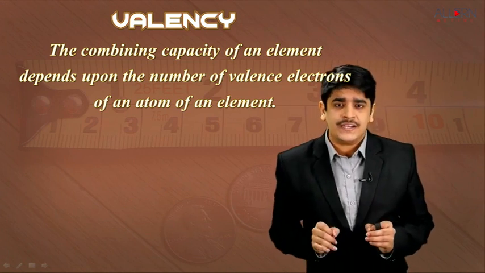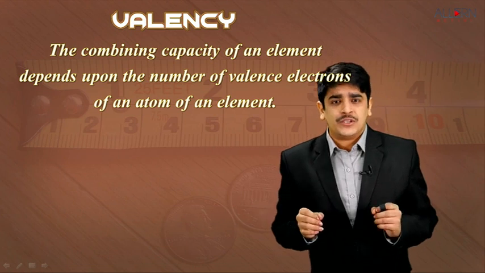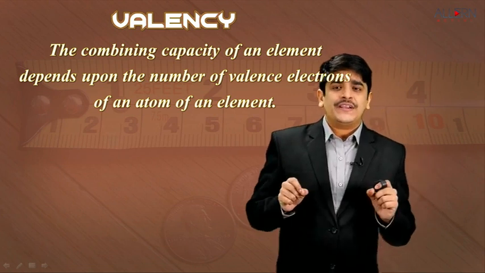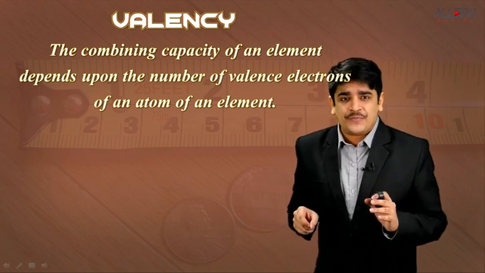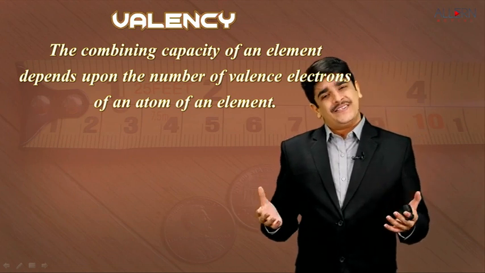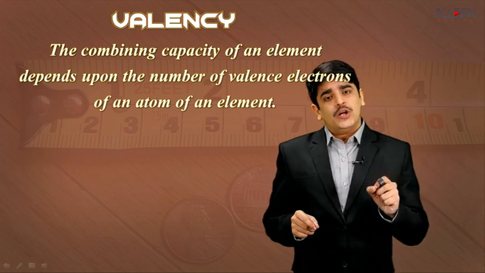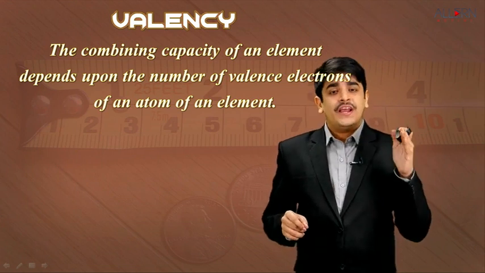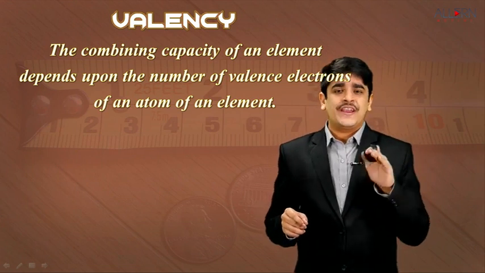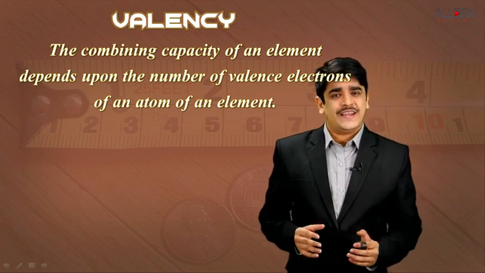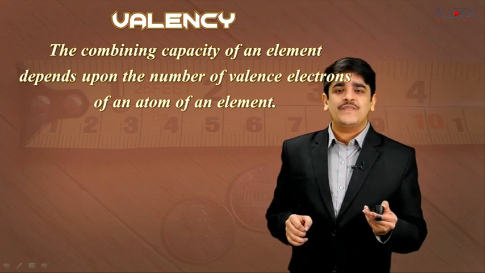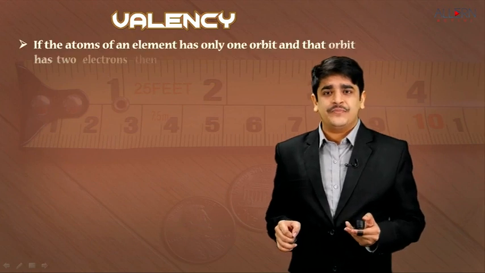Which means that if I have a particular atom and I need to calculate the valency for that atom, I need to know the combining capacity of that atom, and for that I need the number of valence electrons. Electrons which are present in the valence shell, electrons which are present in the last shell, are called valence electrons. Okay, let's have a look at this concept in detail.